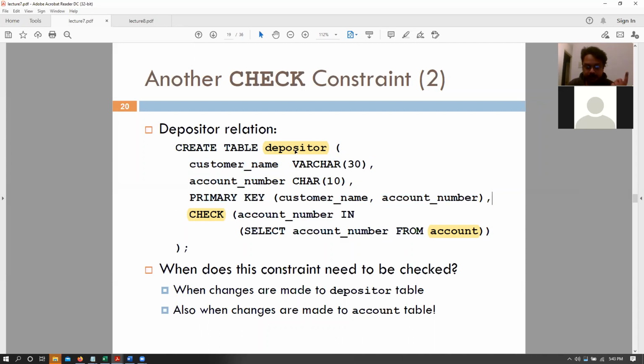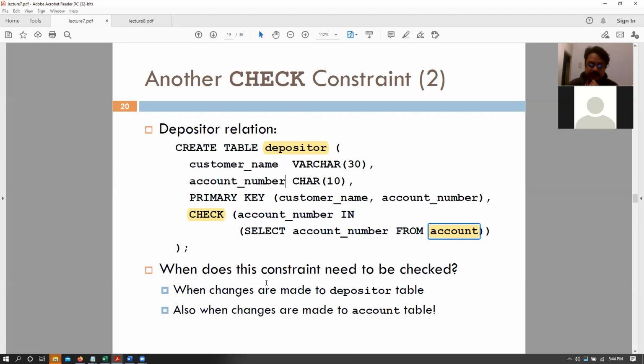So in this particular scenario, depositor is referencing account number from the table account. Does this make sense? So firstly, before we move on, type in yes or no if this particular thing makes sense to you. Like depositor, it has to have an account number that exists in the table account, right? Any confusions about this? No. Okay, very good.